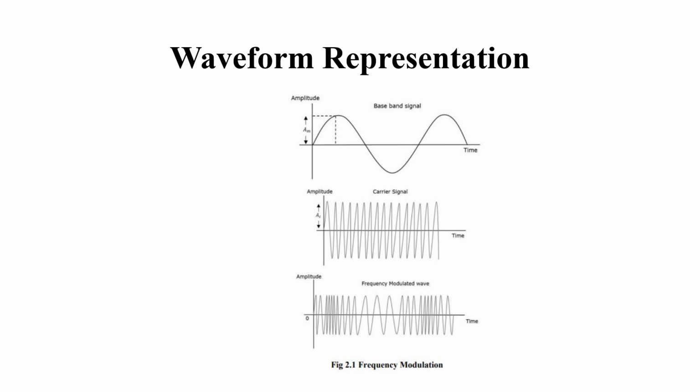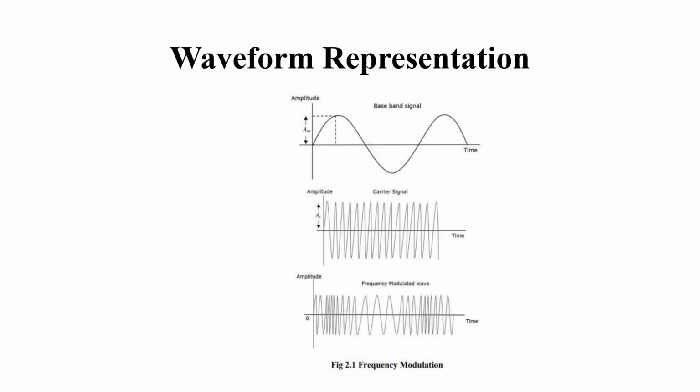As we see, the message signal is a low frequency signal. It's a sinusoidal signal whose amplitude is Am, which remains for a time duration of T. Next is the carrier signal, which is a high frequency signal. For the same time duration T, the signal has more cycles, which indicates a high frequency signal. Here the amplitude of the carrier signal is considered to be Ac. Next is the frequency modulated signal. When these two signals are passed through the modulator, the output will be the frequency modulated signal.